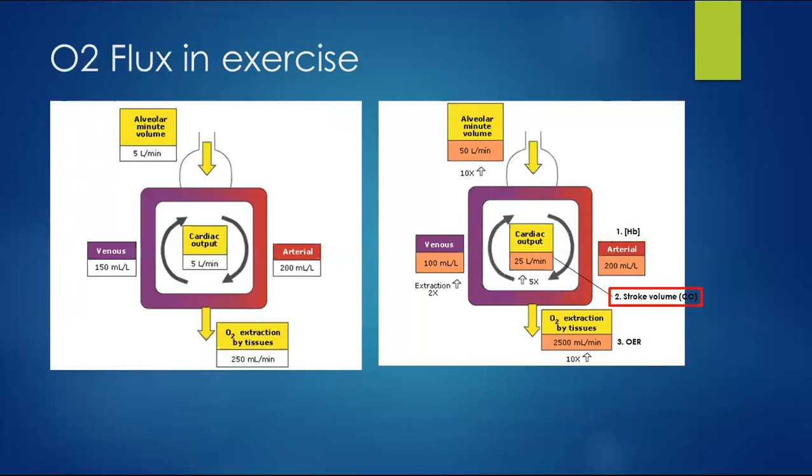Secondly, stroke volume, which will enable increased cardiac output. At resting level, for an average 70 kilogram adult, it's approximately 5 liters a minute. This will increase to about 5 times, but it can increase up to 8 to 10 times in elite athletes. So that gives them extra reserve.